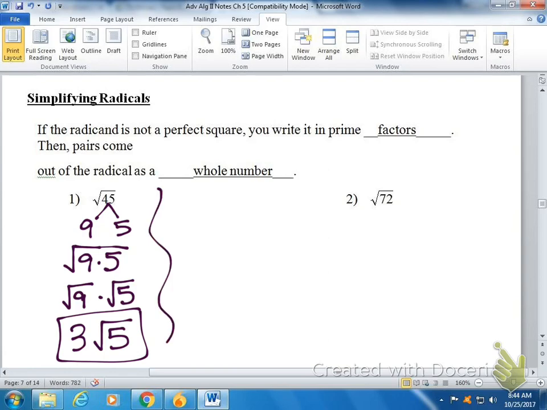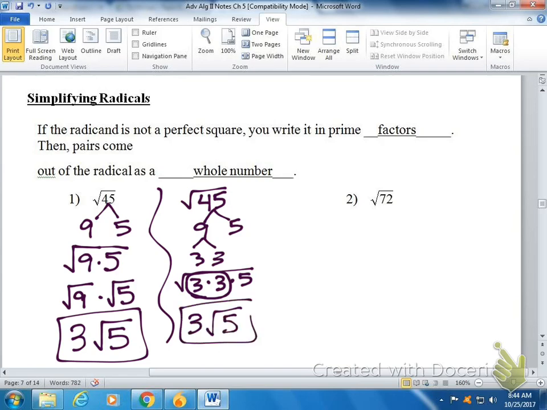The second way is probably what you're more familiar with. 45 breaks up into 9 and 5, and then 9 breaks up into 3 and 3. So if I wrote the prime factorization under the square root, we have 3 times 3 times 5. Sometimes teachers circle a pair and then write it outside the radical as a whole number. I just wanted you to see why we do that. It's because 3 times 3 is a perfect square, and the square root of 9 is actually 3.